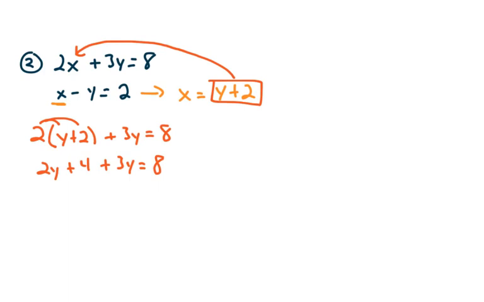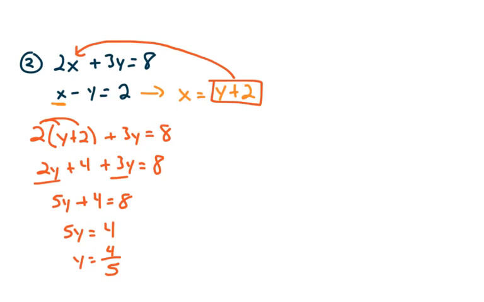Again, this is algebra 1. 2y plus 3y is 5y, plus 4 is equal to 8. Subtract the 4. 5y is equal to 4, which means y is equal to 4 over 5. Now we get a fraction. Nothing that we can't figure out, nothing we can't handle. This is pre-calc after all. You should expect to be able to do maybe a little more challenging problems. So let's jump right in.